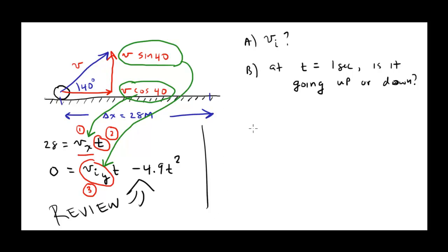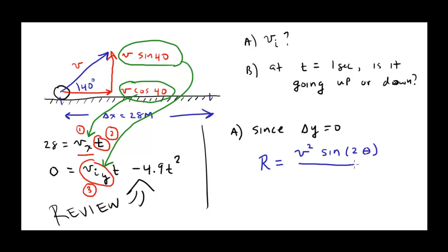I'm going to point out that in this particular problem, I can do it a much easier way. How? Because I know that the delta y is 0. And since the delta y is 0, I can use another equation, the range equation. If you remember, the range equation says the range is the initial velocity v squared times the sine of 2 theta over g.